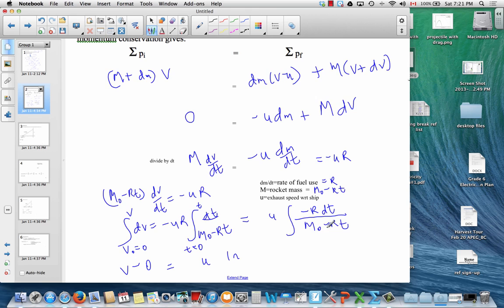So this is u times the ln of this thing, but then don't forget we've got to substitute in the limits, right? Now with logs, the way it works is if you do log a minus log b, it ends up being log of a over b. So it ends up being the log with the upper limit divided by the log with the lower limit. So this is an expression for the velocity of the rocket as a function of time. It depends on the fuel exhaust speed and it depends on the rate at which fuel is used. It's like a log of negative x graph.